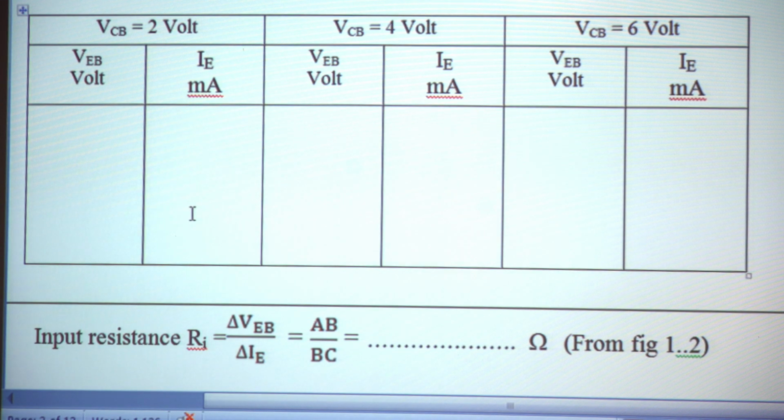Now the experiment is repeated, changing the value of VCB to another value, say 4 volt, a constant voltage. Now when VCB is 4 volt, again we are finding the relation between IE and VEB, by changing the rheostat RH1, we change VEB. For each value of VEB, we find the value of IE. Again it is repeated for another value of VCB, that is 6 volt. For that also we are changing the value of base emitter voltage, and for each value of base emitter voltage the emitter current IE is determined.